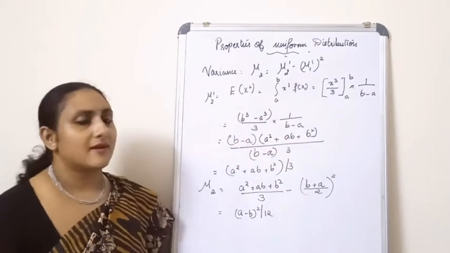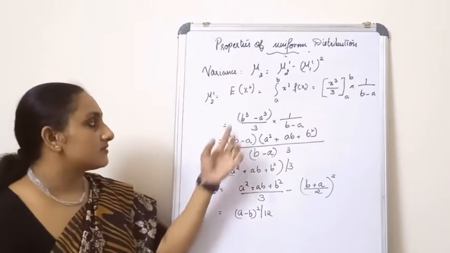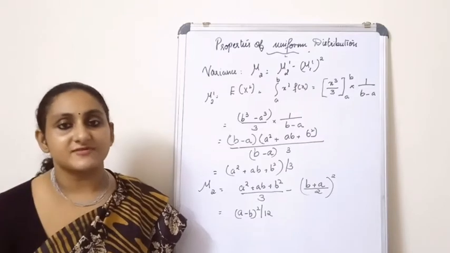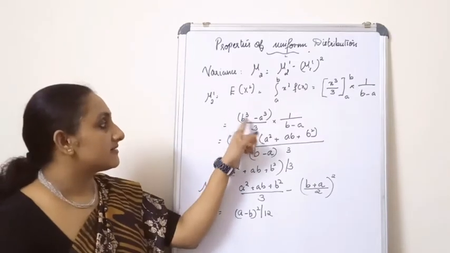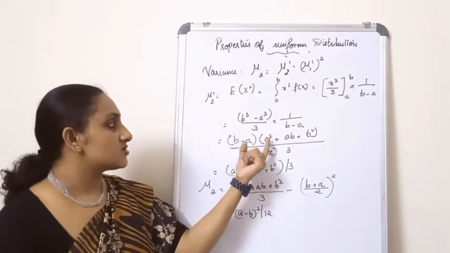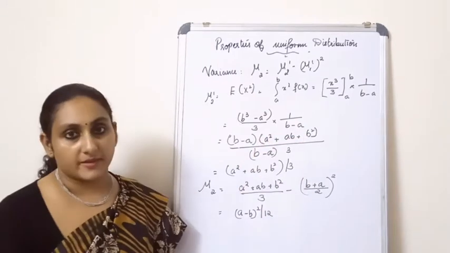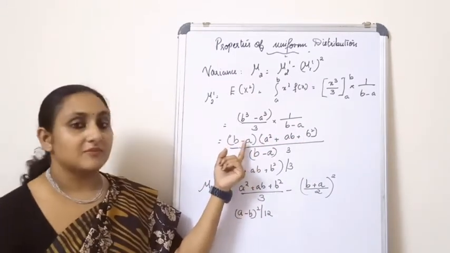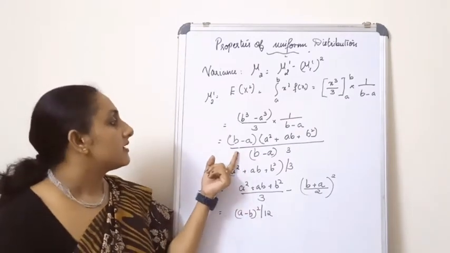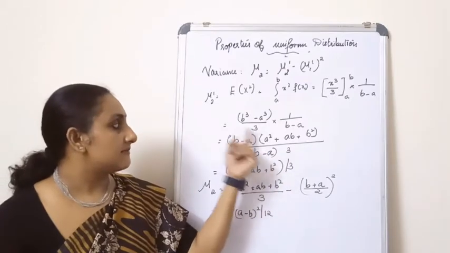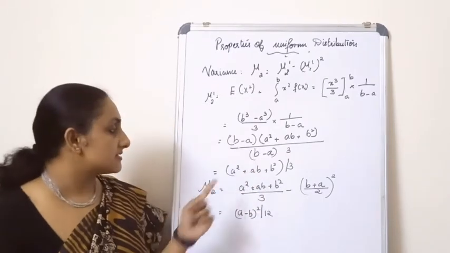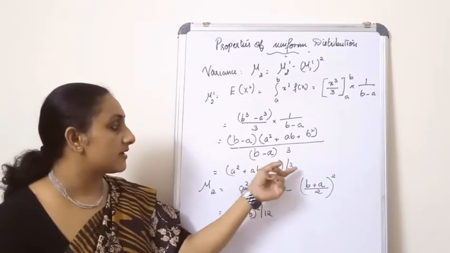Now, for b cube minus a cube, I hope you all know the expansion, something you studied in high school. The answer for b cube minus a cube is b minus a into a square plus ab plus b square. If you don't remember this, please take your textbooks and brush up on what you learned in high school. It is divided by b minus a multiplied by 3. Here you have common terms, so they get cancelled and you get a square plus ab plus b square divided by 3.